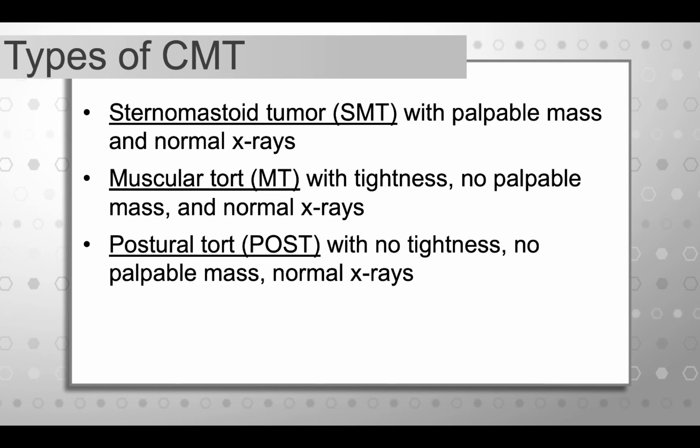Muscular torticollis is when the muscle is actually tight. There's no palpable mass. So the baby holds their head in that tilted and rotated position, and it's tight and difficult to get them to move out of that position. And then postural torticollis is when the baby tends to hold their head in that tilted and rotated position, but there's not tightness. We can pretty easily move them out of that position, and so that's obviously going to be optimal. So you can start to move them out of that position and strengthen out of that position as well.